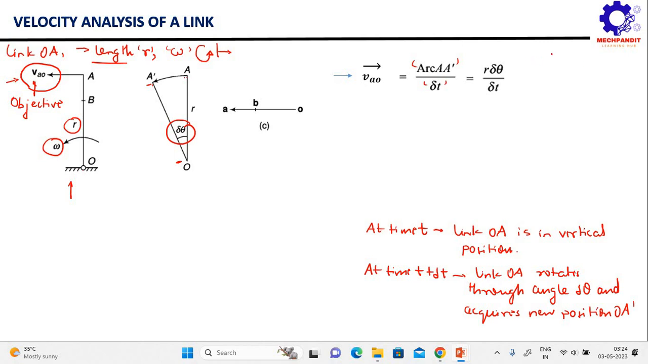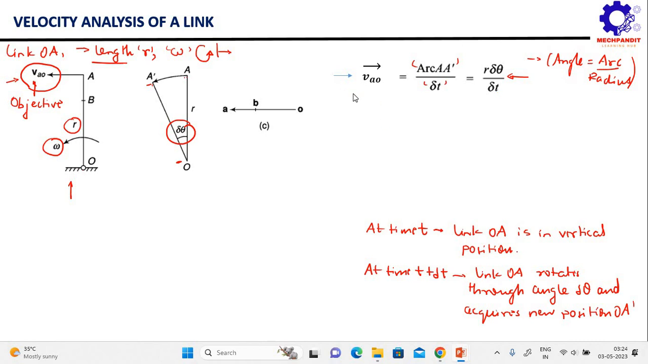Now from the relation angle equals arc upon radius, we can say that the length AA prime will be given by r delta theta. We can see here that this is applicable for an infinitesimally small amount of time delta t. So here we can substitute arc AA prime equal to r delta theta, divided by delta t.